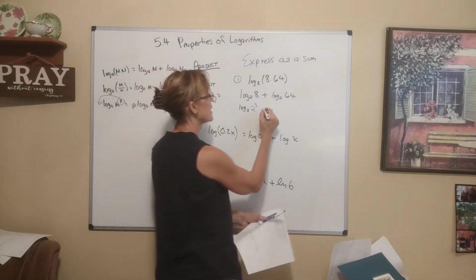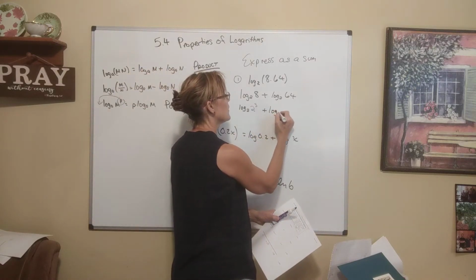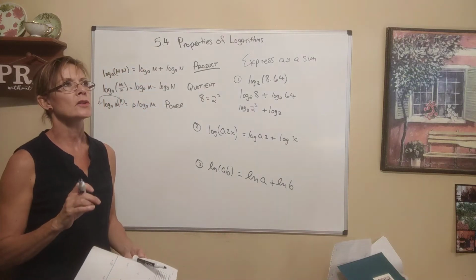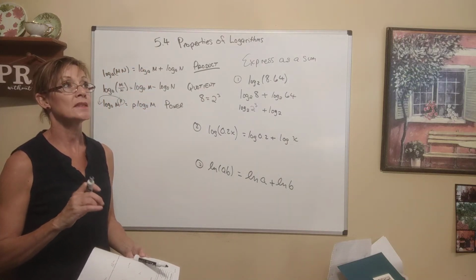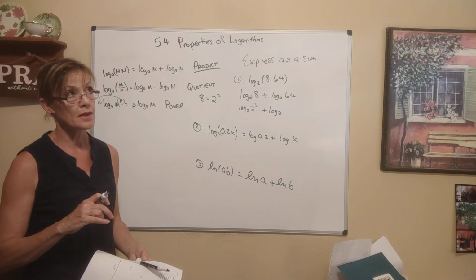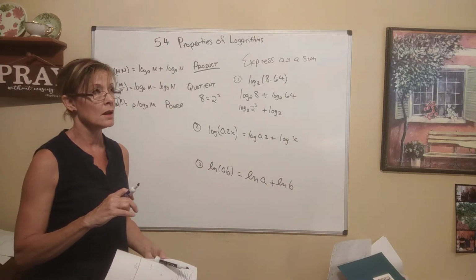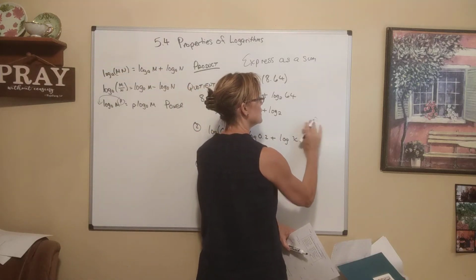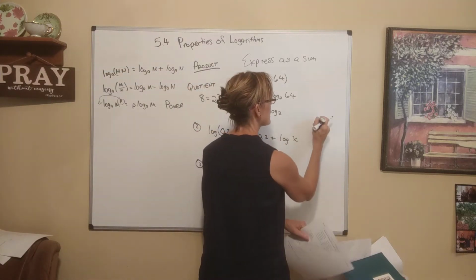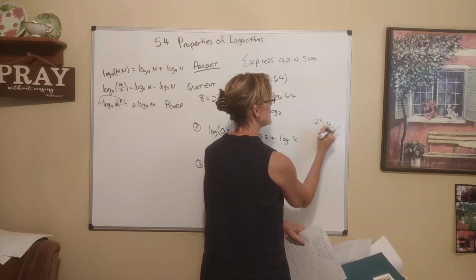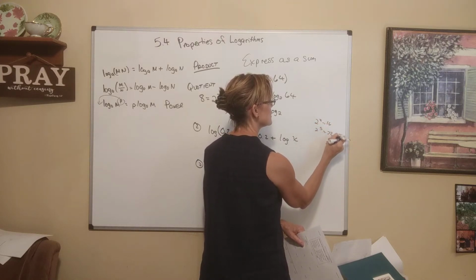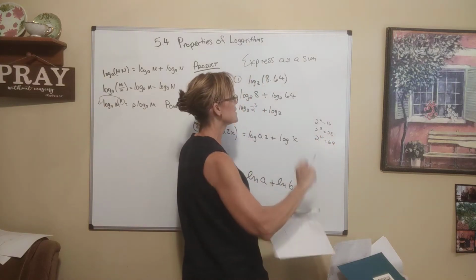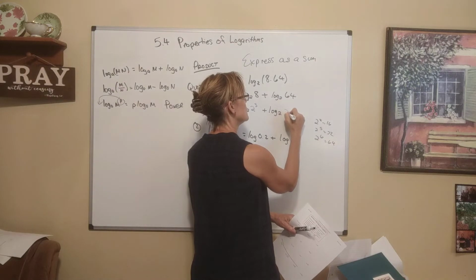Can I do anything with that? This is the log base 2. 64, let's see, 2 to the third is 8, so 2 to the fourth is 16. If I multiply that by another 2, 2 to the fifth is 32, and 2 to the sixth is 64. Okay, so I could rewrite this as 2 to the sixth.